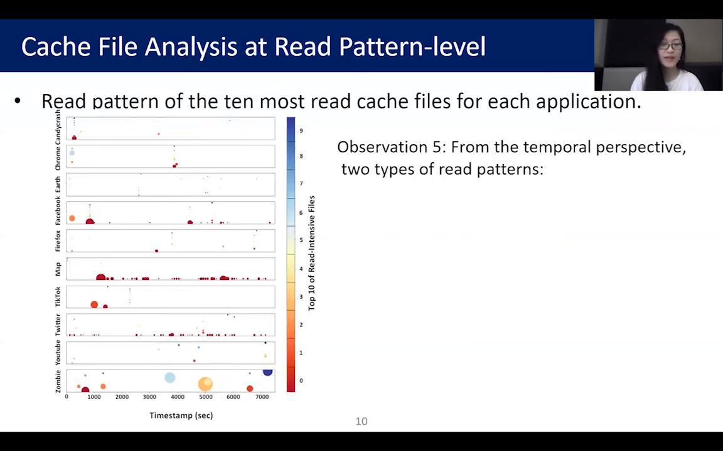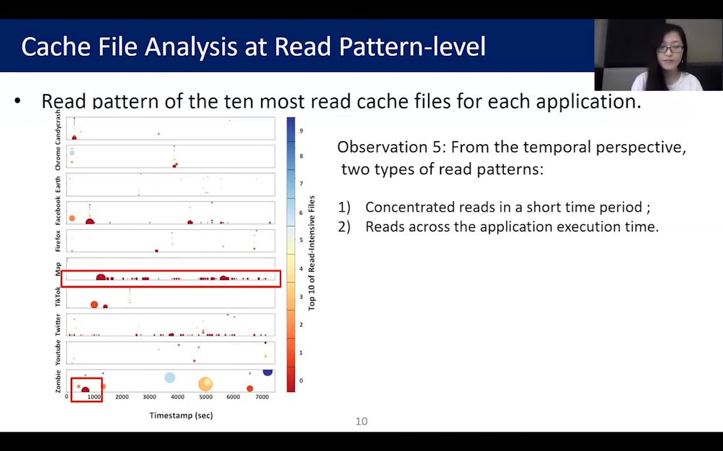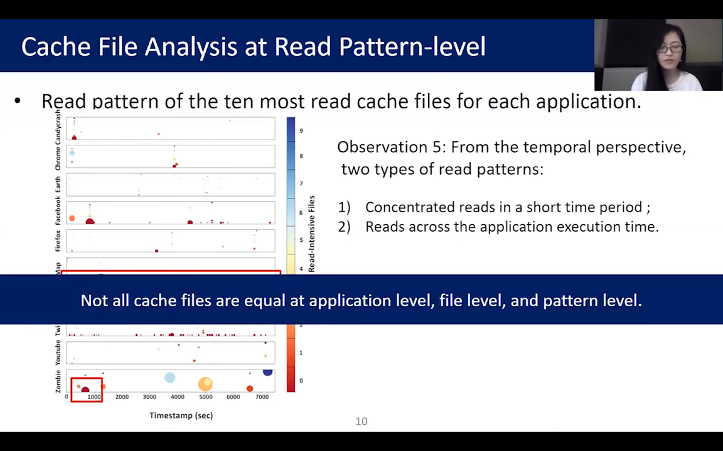The results show that from the temporal perspective, the cache file basically shows two types of read patterns: the file with concentrated reads in a short time period, and the files that are contiguously read across the application execution time. All these observations show that not all cache files are equal at application level, file level, and read pattern level. That means we need to manage them differently.